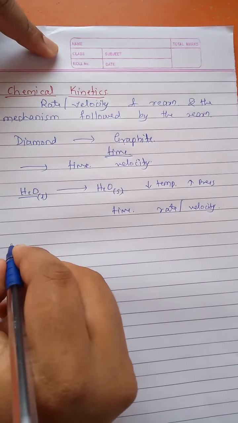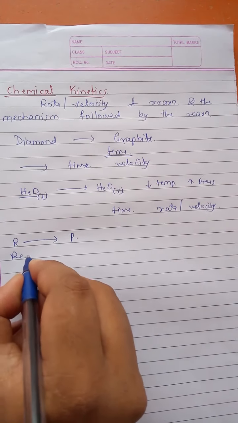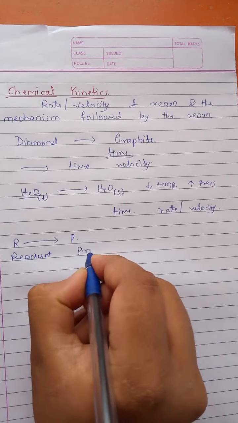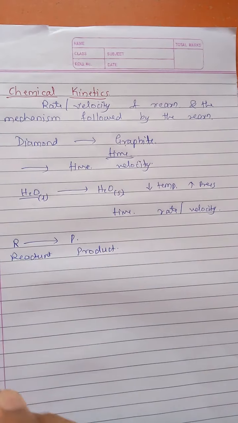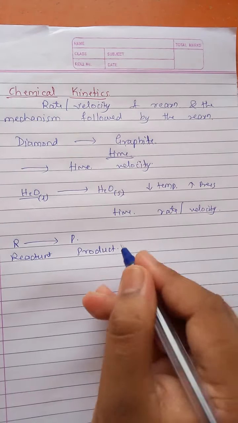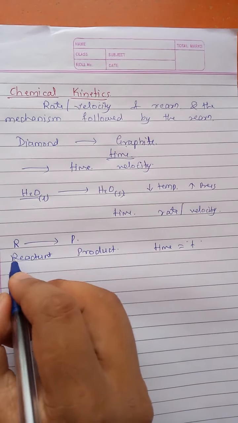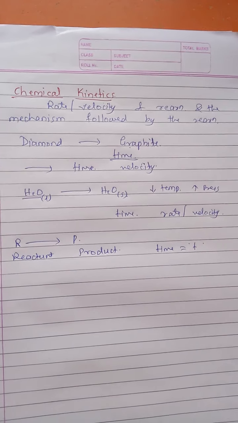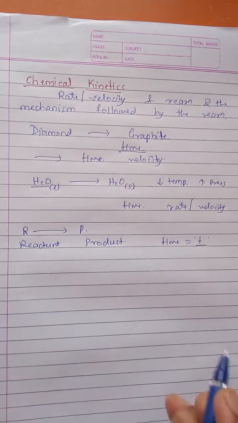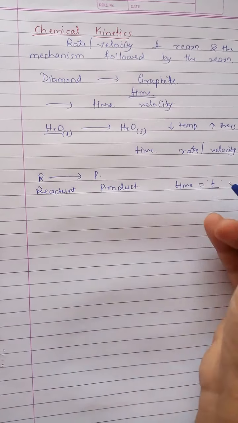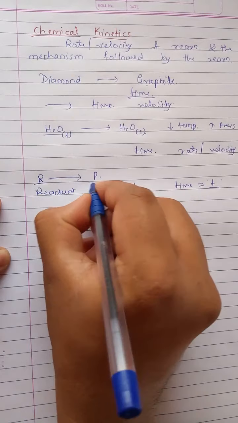For a general reaction, R gives P. Here R means reactant, P means product. For this general reaction, the reactant can be converted into product. To convert this reactant into product, it will take some time, which we take as T. R means reactant, P means product, and T means time. At the respective time this reactant can be converted into the product. Then we can calculate the rate or velocity of that reaction by using these two quantities, the reactant and the product.